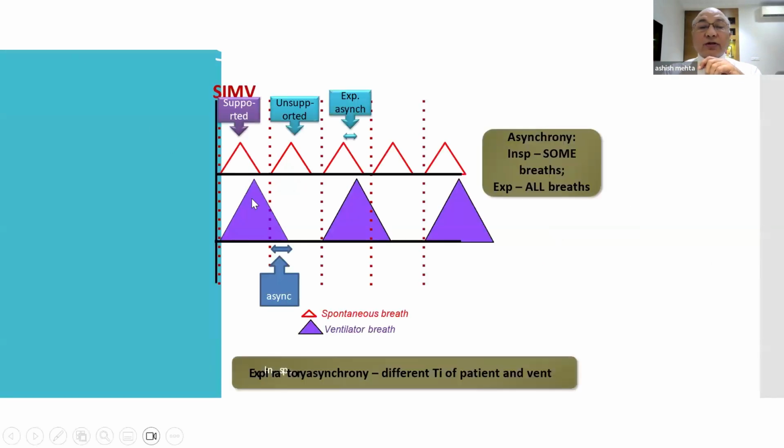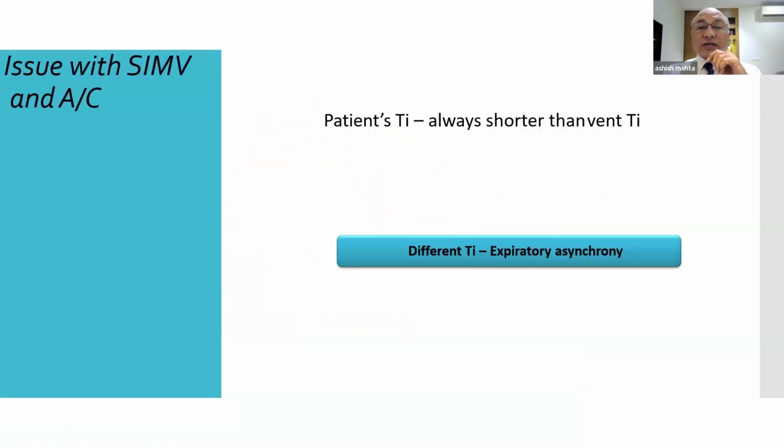The same thing is shown here. This is a mandatory breath. This is a spontaneous breath. Here the spontaneous breath is coming to an end, yet the ventilator is still in the inspiratory phase. The second inspiration has begun, but the machine is still in the exhalation phase. So there is a lot of asynchrony with either assist control or SIMV.